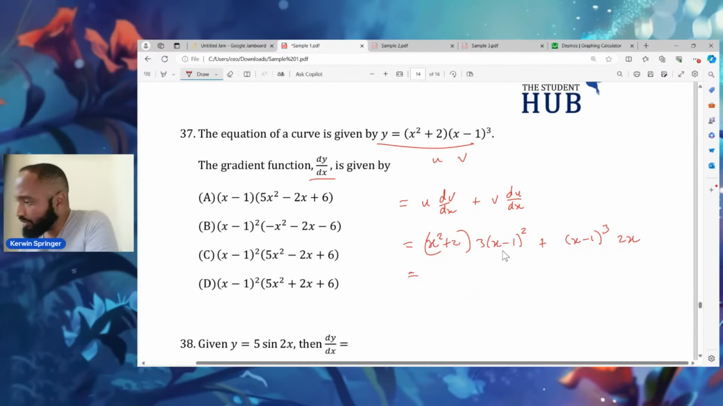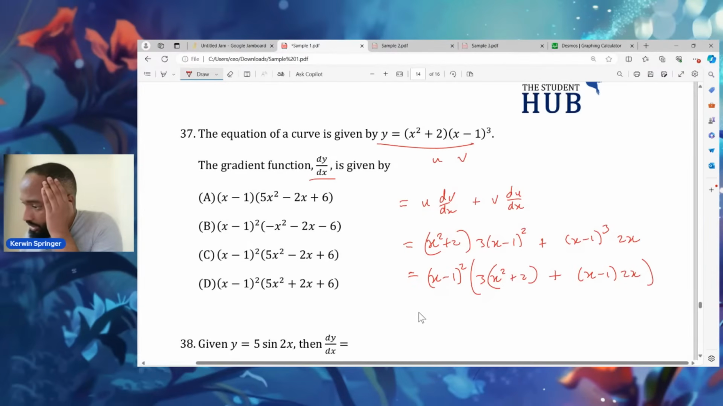So we quickly move along. This is x minus 1 squared and x minus 1 cubed. From both of them, I could take out an x minus 1 squared. This leaves me with x squared plus 2, all multiplied by 3, plus an x minus 1 multiplied by 2x. I'll have 3x squared plus 6.